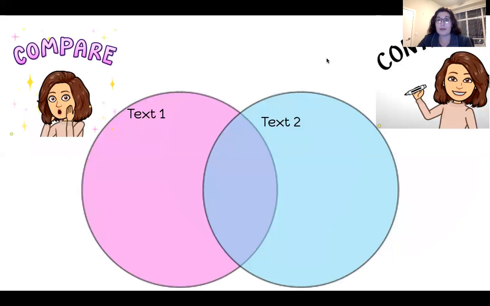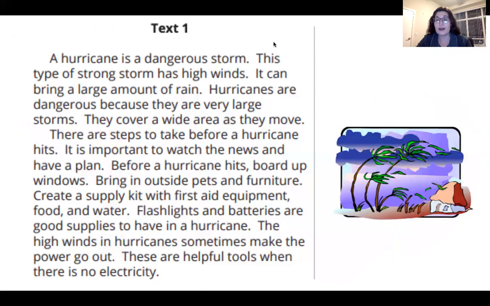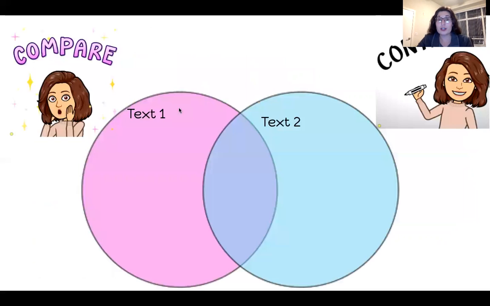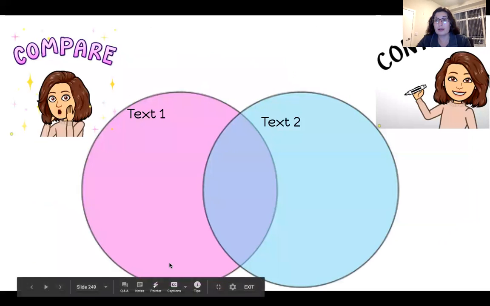So at this time, I would like you to grab either a notebook or a whiteboard, draw out a Venn diagram, and in the left circle, write text 1. On the right circle, write text 2. Pause the video to get your supplies. I am going to begin reading text 1. As I'm reading text 1, please make sure you're jotting down notes in the text 1 circle. Let's begin.